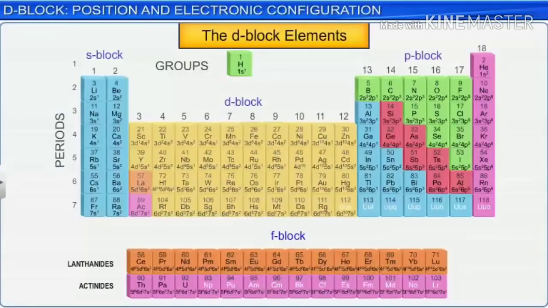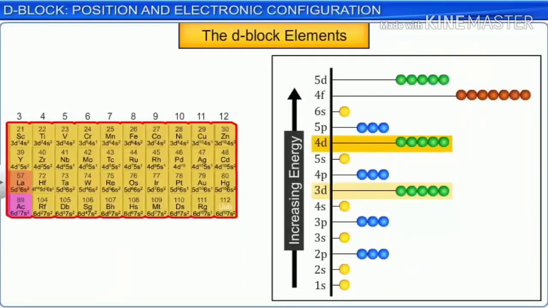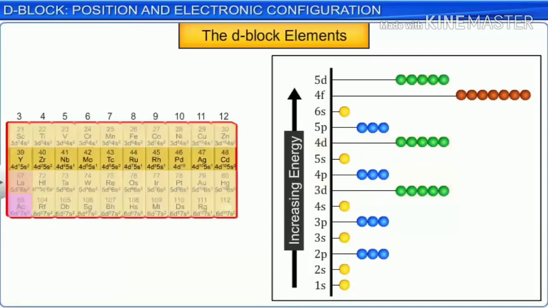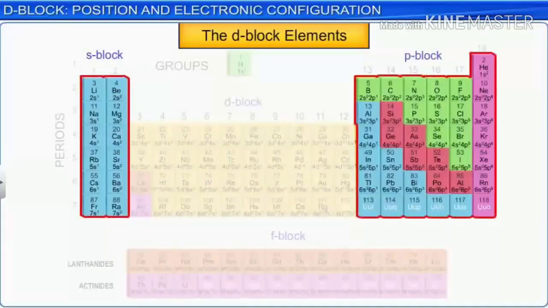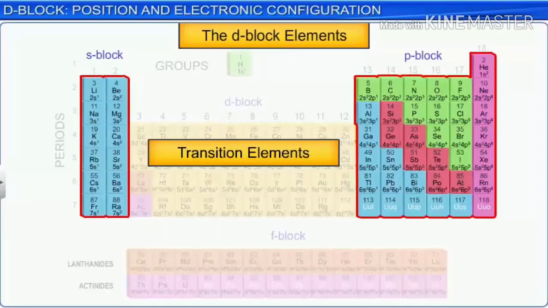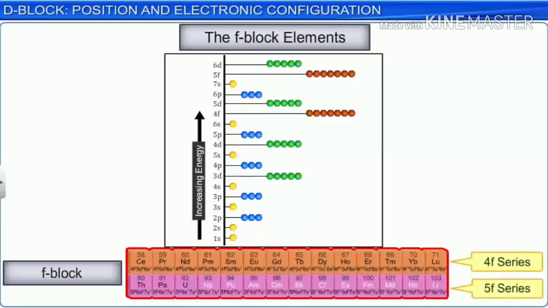D block elements is the collective name for the groups 3 to 12, in which the d orbitals are progressively filled in each of the 4 long periods. As the d block elements lie between the s and p block elements, they are also referred to as the transition elements. The f block elements, on the other hand, include the 4f and 5f series of elements, in which the 4f and 5f orbitals are progressively filled.